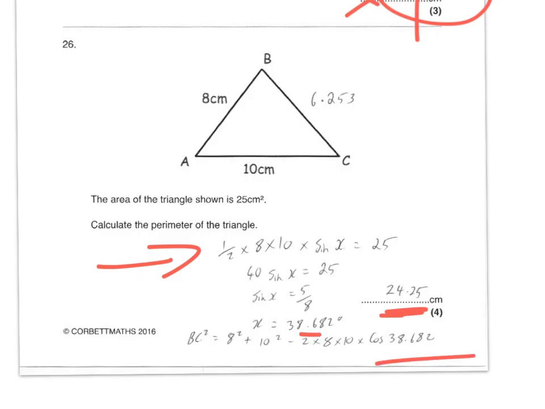You substitute that into the formula from earlier, the cosine rule, and then you again can square root and you'll get the answer for the perimeter, which is adding up all lengths of that triangle.